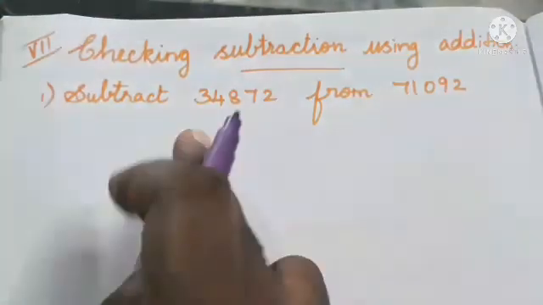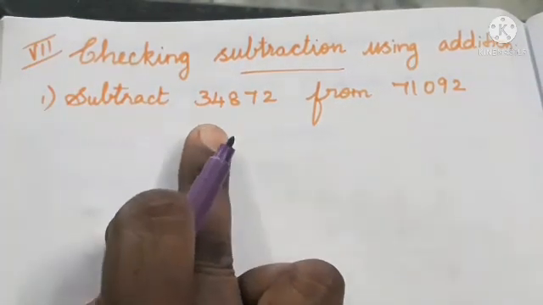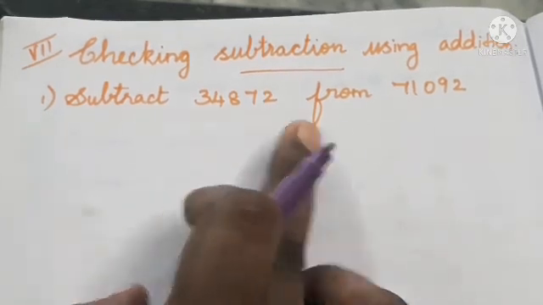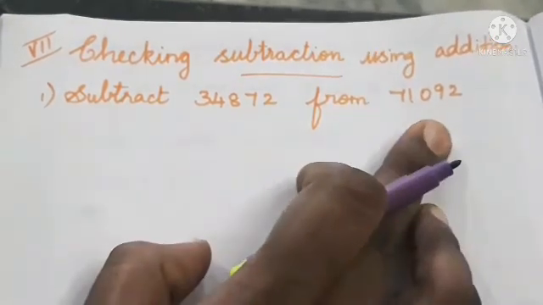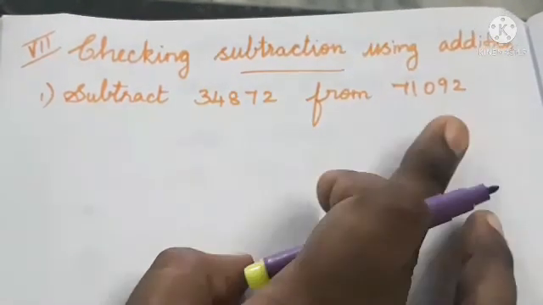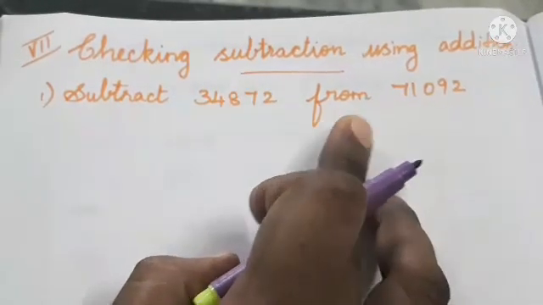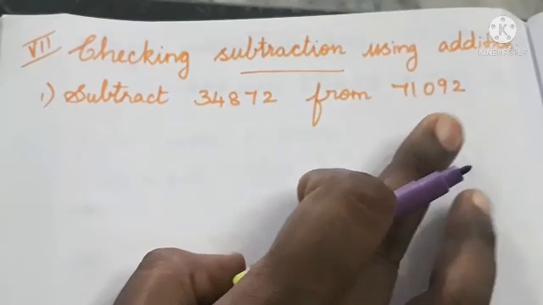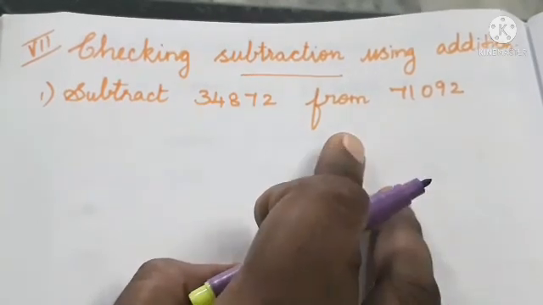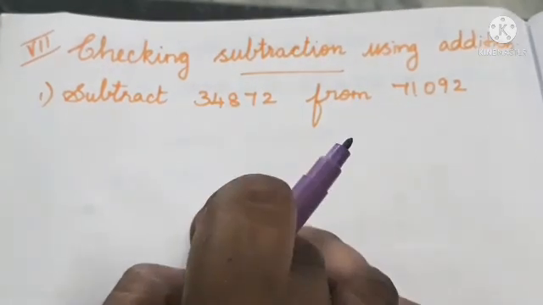So the first question is: subtract 34,872 from 71,902. Also we know that in subtraction we have to write the bigger, greater number first, then write the smaller number and do the subtraction.